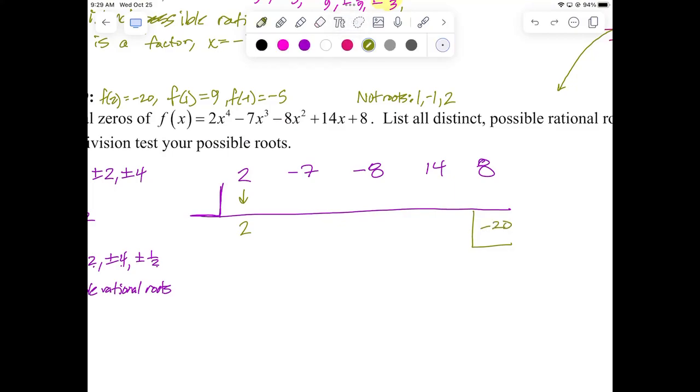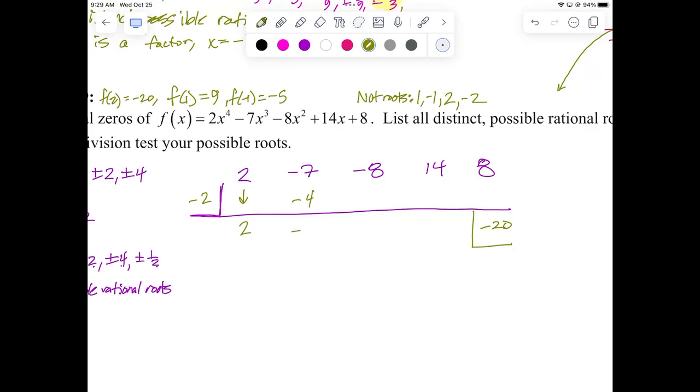What should we try next? Negative 2. Let's try it. Negative 2. All right, so I bring down the 2. I multiply, and I get negative 4. I can already tell this one's not going to work. Can't you? Or no? Can we tell yet? Maybe. I don't think so.